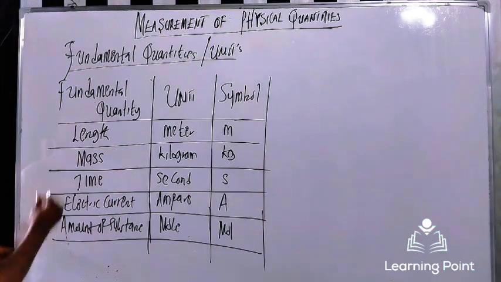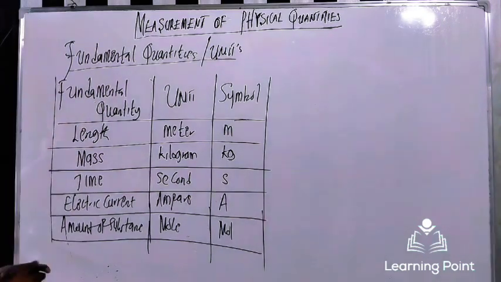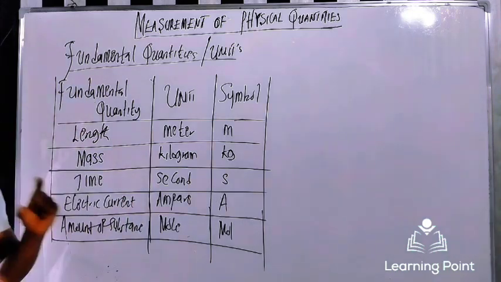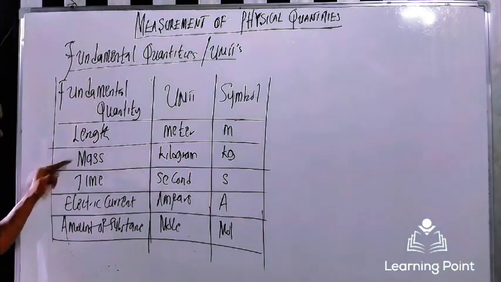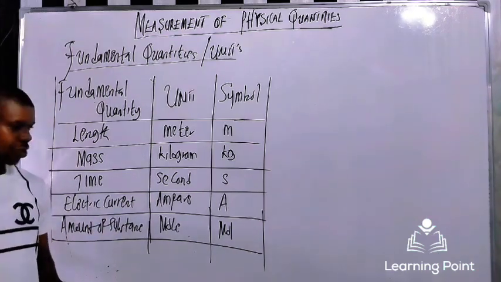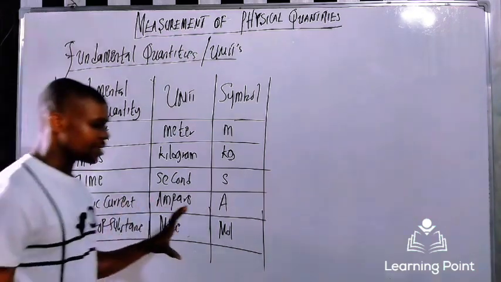These are the key fundamental quantities you are going to look at here. But in physics, the ones you use most are length, mass, and time. There are also additional ones, so you have to take all these things down.